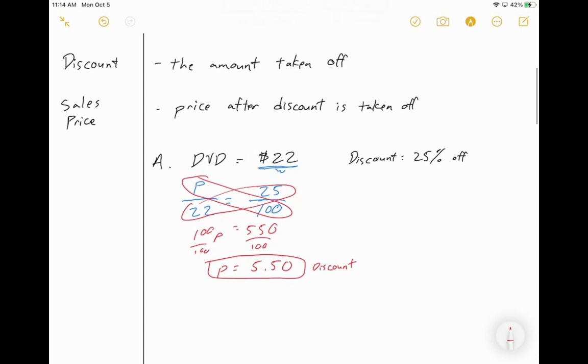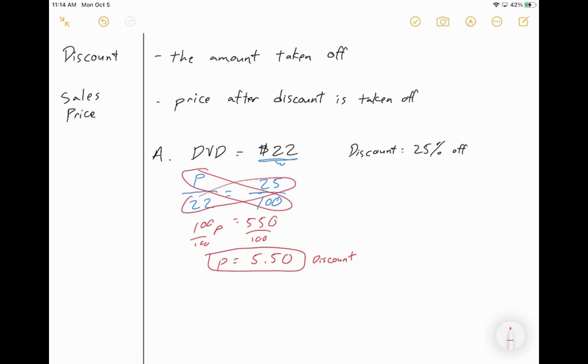Some people will stop right there and say, oh, I got the answer, Mr. Leong, $5.50. Now, it'd be great if our DVD that was $22 only cost $5.50. That'd be a really good discount. But we're not just finding the discount. We want to know what the sales price is. And to find the sales price, remember, you need to subtract away the discount. You need to take that piece off, whatever you had.